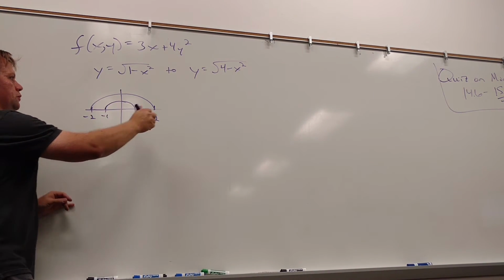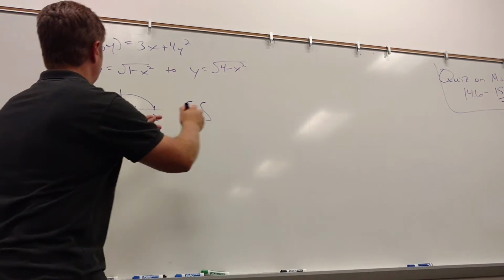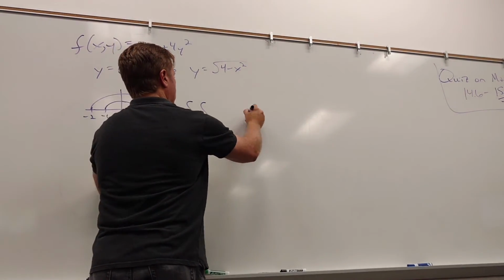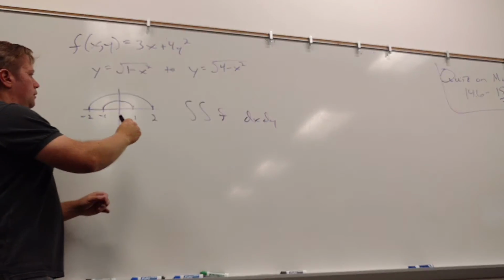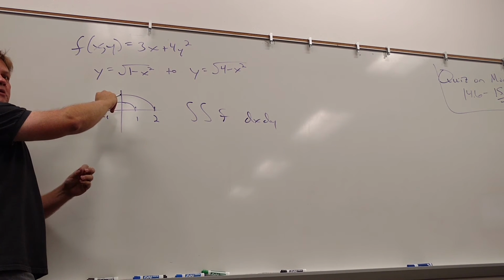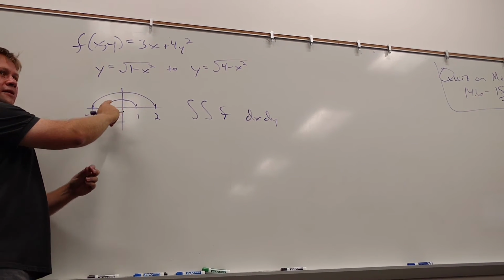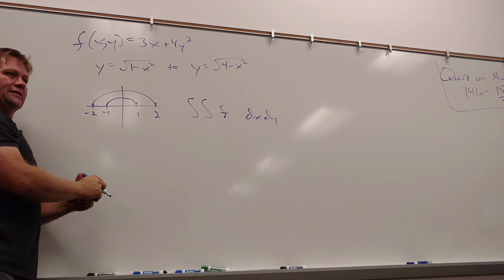So if I try to do the integral dx dy of this, it doesn't really matter which way I go. What's y doing? It goes from 0 to the bigger circle, and then it goes from the circle to the circle, and then from 0 to the bigger circle again.